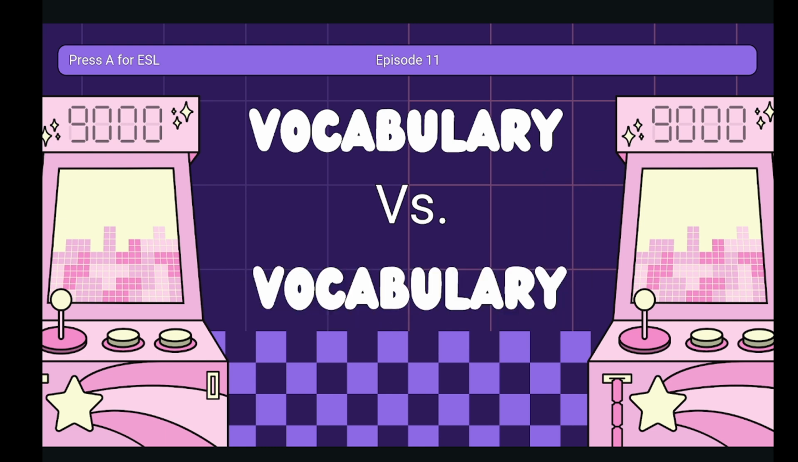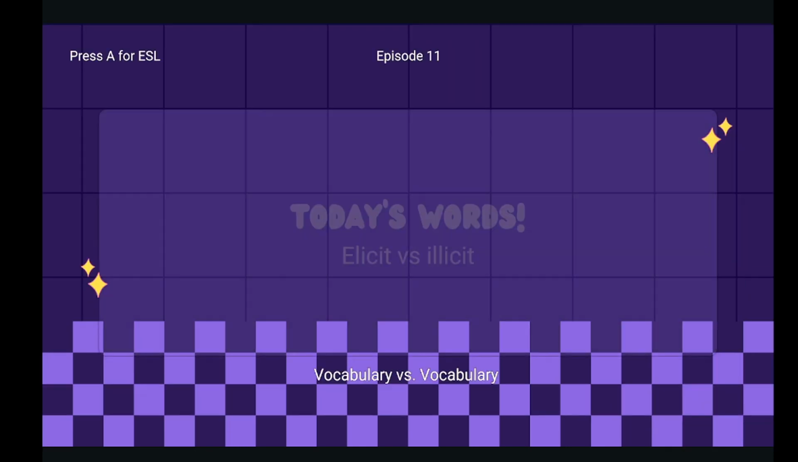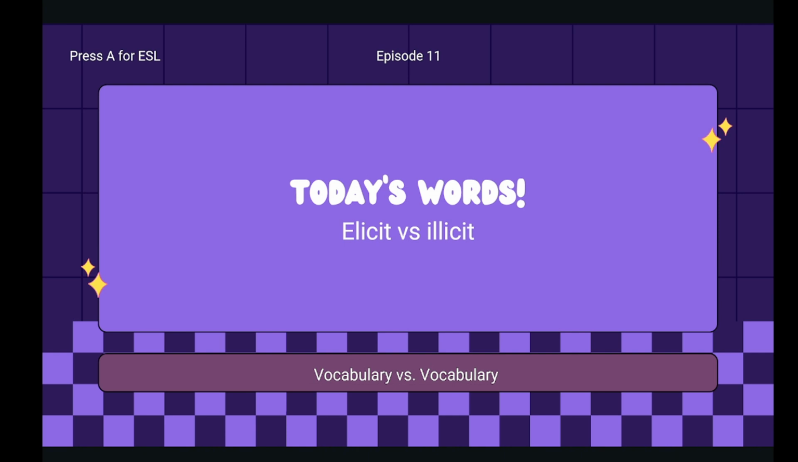Woohoo! So today's words are pretty tricky. They are elicit versus illicit. Now they sound almost the same. There's a slight difference which I'll talk about later, but they have very different meanings. So one is about drawing something out, and the other one's talking about breaking the law. So if you mix them up, your sentence can go from asking a question to committing a crime, and that's a pretty big difference.